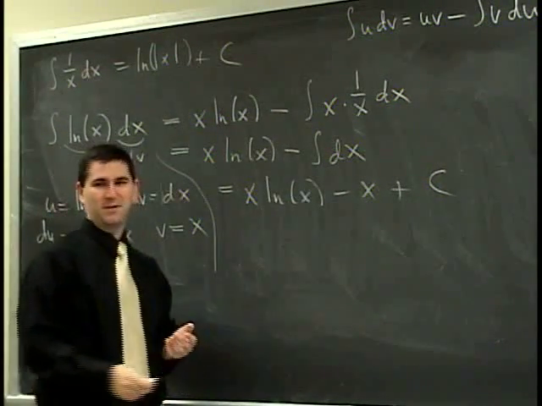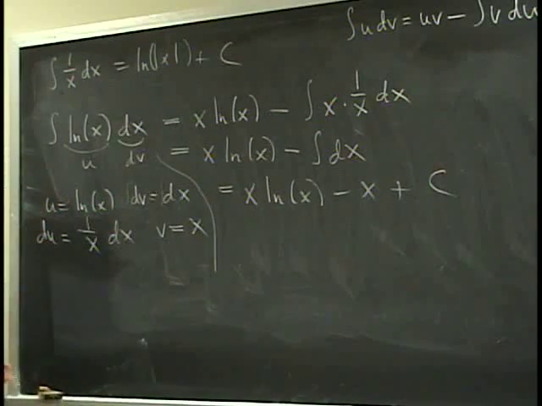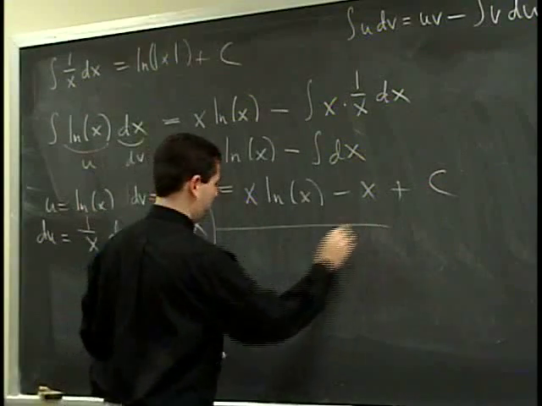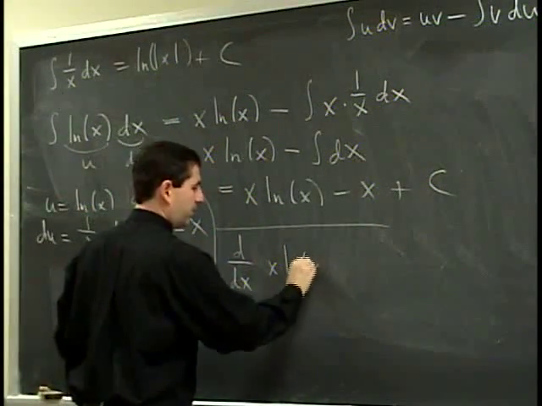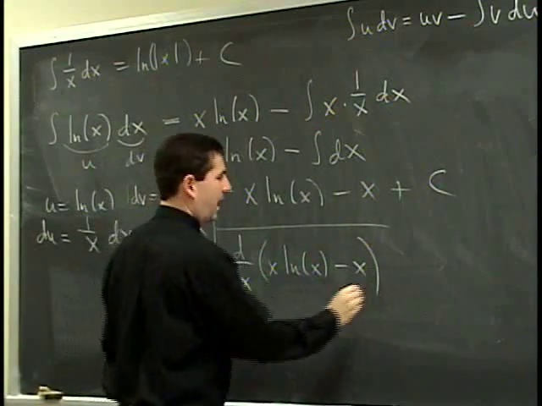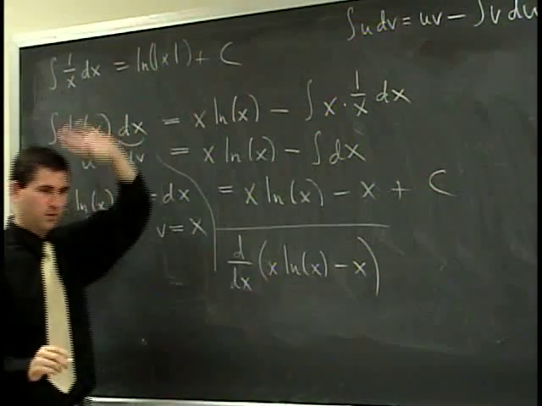Okay, now that seems too easy. Let's make sure this is right. Let's just check. Let's look at the derivative of x ln of x minus x. I don't need the plus c because I know the derivative of the c will be 0.